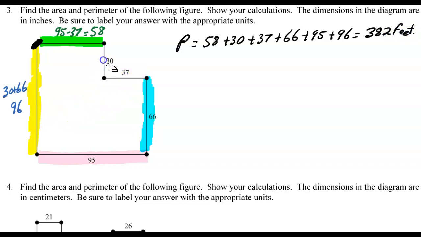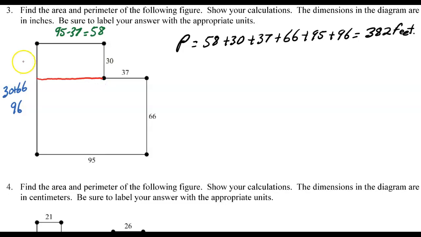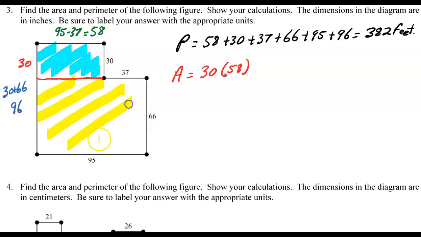Now for the area, I need to divide this composite figure into two different shapes. And again, you have two choices. You could draw vertical or horizontal, whichever you choose. I'm going to go horizontal this time, so I'm going to draw that red line. I know the left side is 30. I know the top piece is 58, so for the top rectangle, I know the area is 30 times 58, base times height. And for the yellow rectangle, I know the area is 95 times 66.